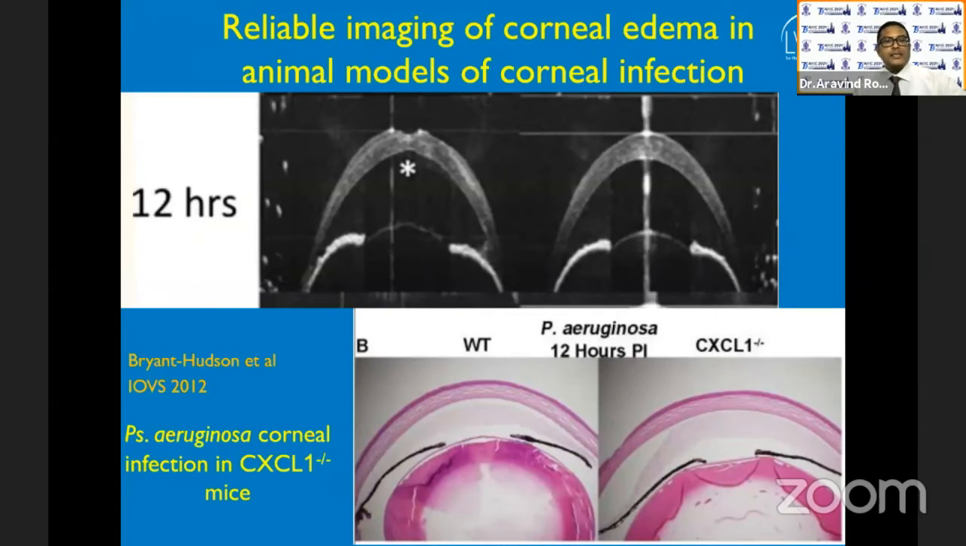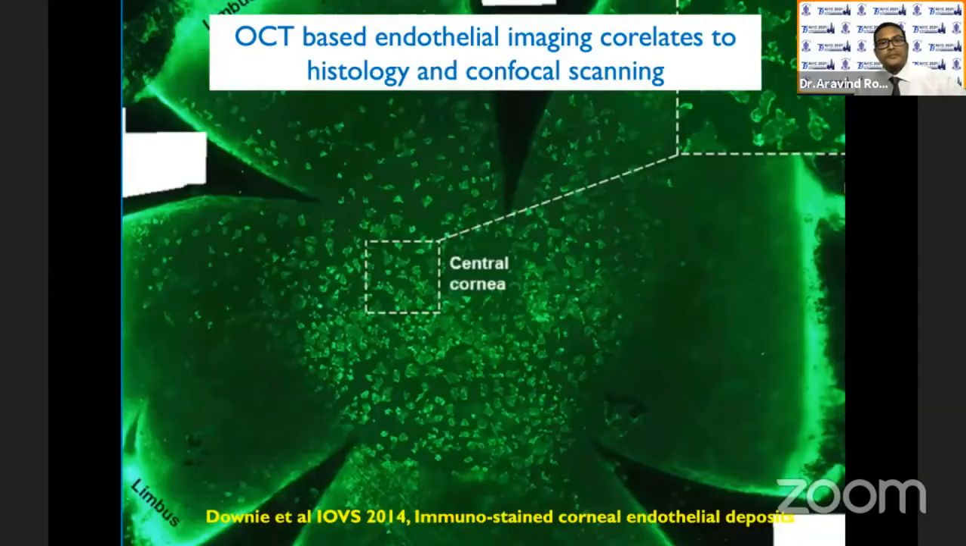These are CXCL1 mice in which Pseudomonas aeruginosa infection has been induced. And one can see that there is a very good correlation at 12 hours between the histology and the OCT. Immune stain antibodies, which are placed on the mouse cornea, can show up as deposits. These need to be checked on histopathology, and what is displayed is a flat mount of the mouse cornea.